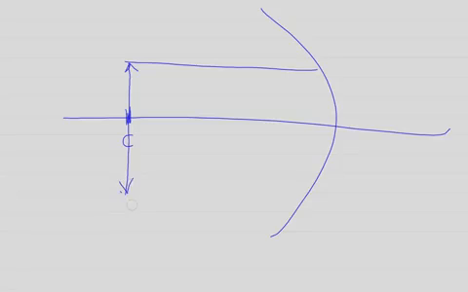So in this case, magnification will be negative, but take note that the image here is real. This image I is a real image. But it is inverted. It does not have the same orientation as the object. The object is erect. The image is inverted.